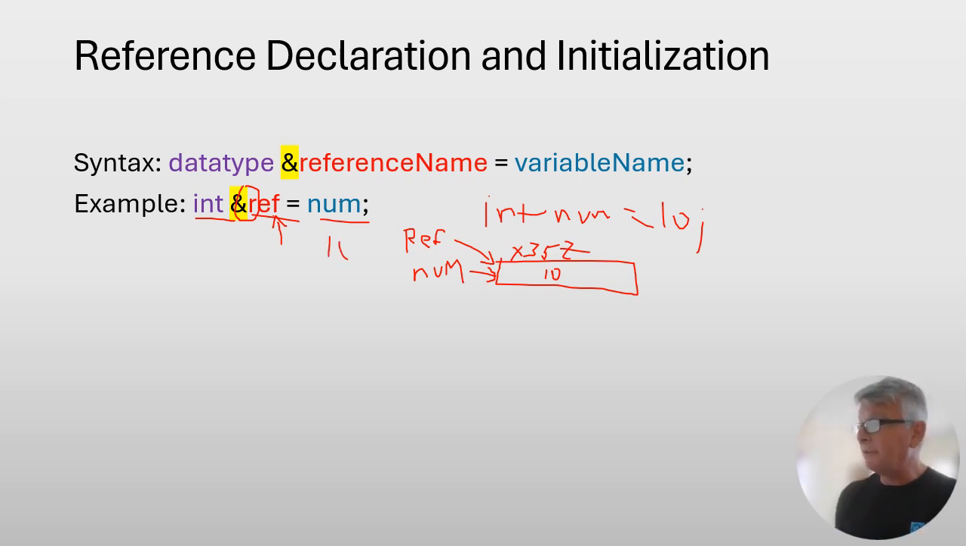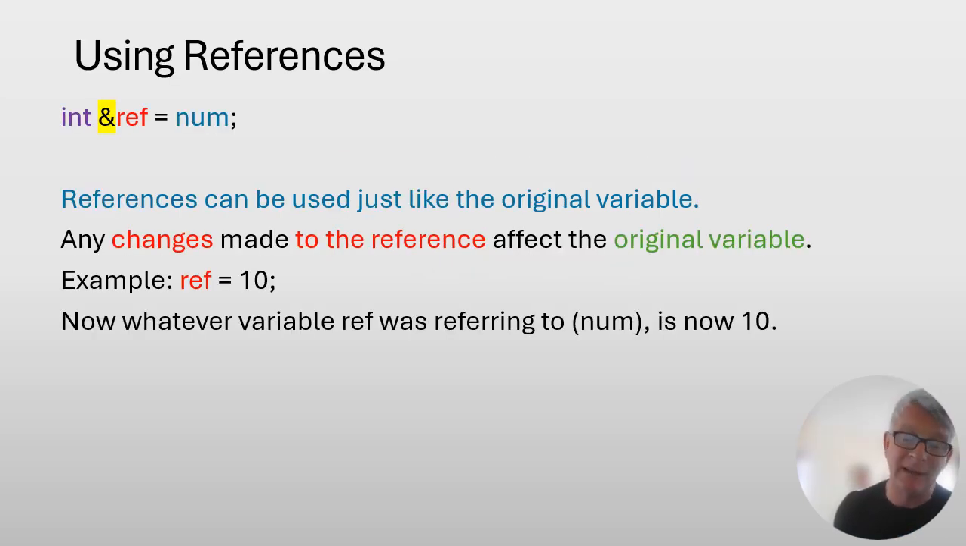I can't reference a number because the number hasn't been allocated into memory. So it has no memory address. A variable has a memory address. I hope I'm not confusing. It's kind of fun. How do we use it? We can use it just like an original variable. It's an alias, right?